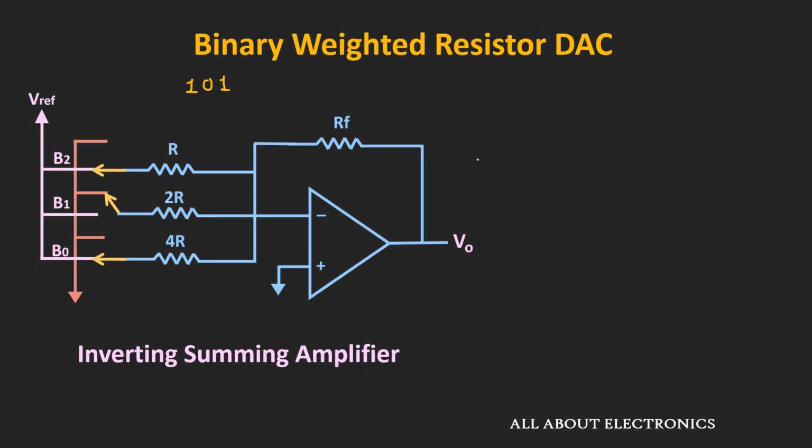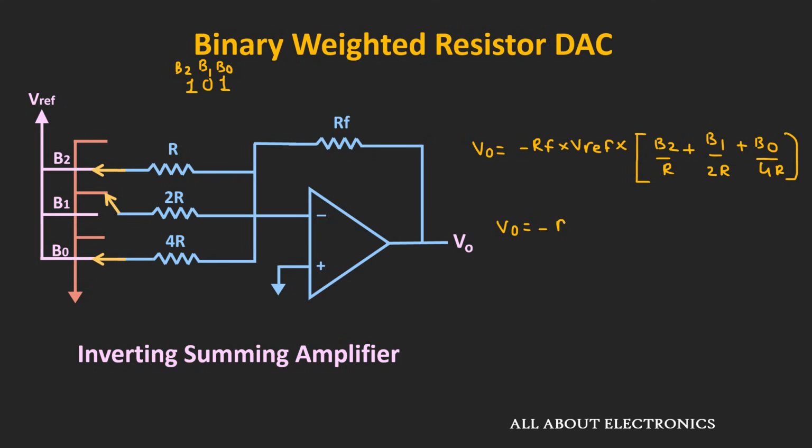Over here, in general, the output voltage Vout can be given as minus RF times V reference multiplied by B2 divided by R plus B1 divided by 2R plus B0 divided by 4R. If you observe, B2 is equal to 1, B1 is equal to 0 and B0 is equal to 1. So if you put in the values of B2, B1 and B0, then we can write the output voltage Vout as minus RF times V reference divided by R multiplied by 1 plus 0 plus 1 by 4.